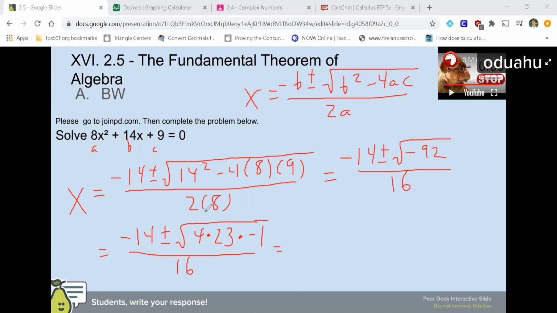All right, and then I'll go ahead and actually do these square roots. So I'll get negative 14 plus or minus, the square root of 4 is 2, square root of 23. I can't, it's a prime number. There's no perfect squares that factor into it, and I can't square root it without getting a decimal. So I just leave it as the square root of 23. And then the square root of negative 1 is i, over 16.